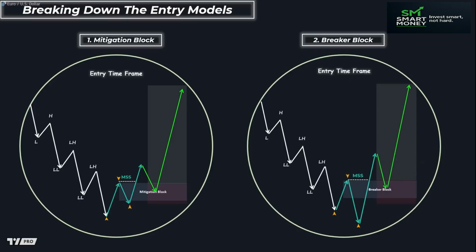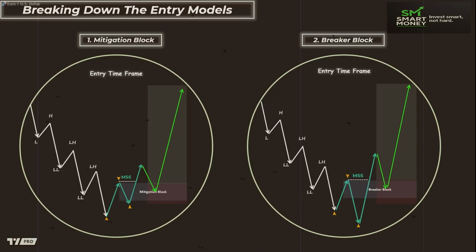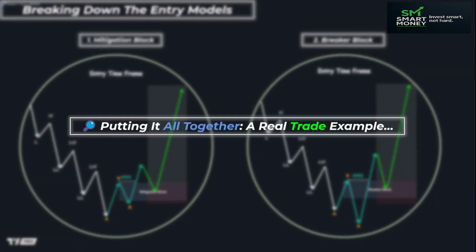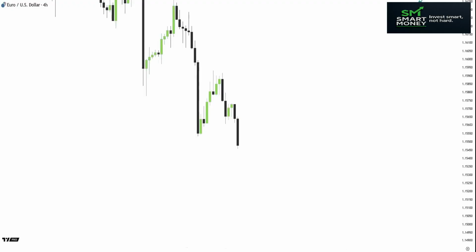And of course, the same concepts apply to bearish entry methods, only in reverse. Now that we've covered all the rules, details, and everything you need to apply this strategy correctly, let's walk through a real chart example to solidify what we've learned so far. Here we have the Euro-Dollar 4-hour chart on the screen.